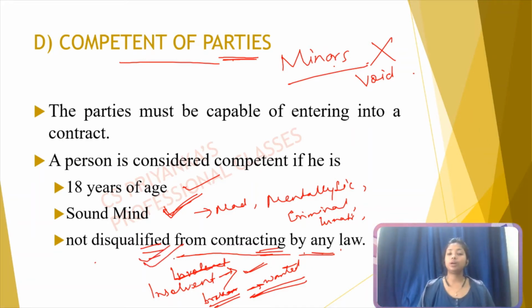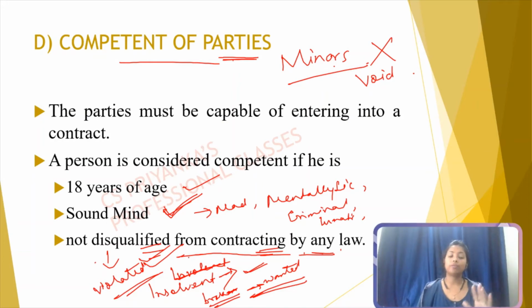Disqualified means you are not insolvent or of unsound mind, or you are not a criminal, or you did not break the prison and come out. Or you have not violated the rules. Violated means you have contravened the rules, so you should be punished. At that time also you are not eligible to enter into any type of contract. So these are the eligibility conditions of the parties for entering into a contract.